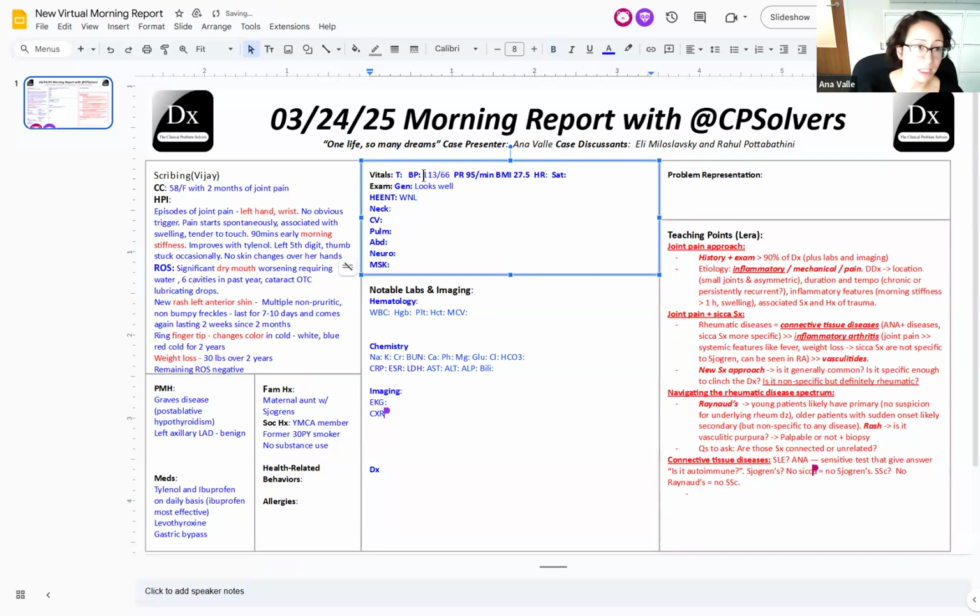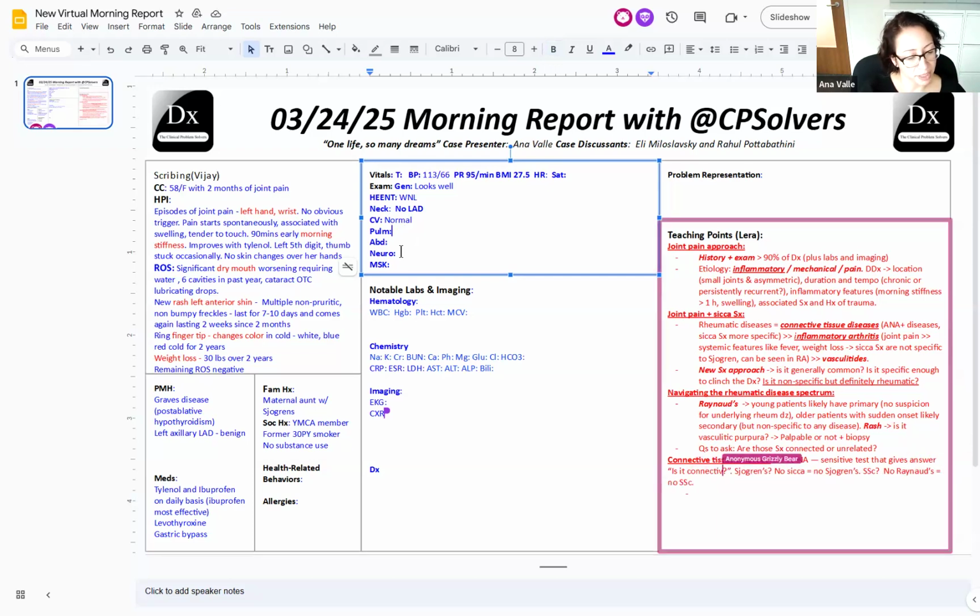Her neck did not have any lymphadenopathy, and she did not have any axillary lymphadenopathy either. Her cardiovascular exam was unremarkable, regular rate and rhythm without murmurs, rubs, or gallops. And her pulmonary exam was also unremarkable, clear to auscultation bilaterally. Abdominal exam was also within normal limits, no tenderness to palpation, and it was not distended or rigid.